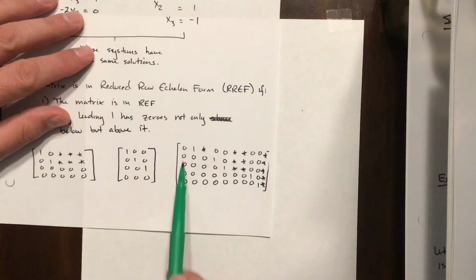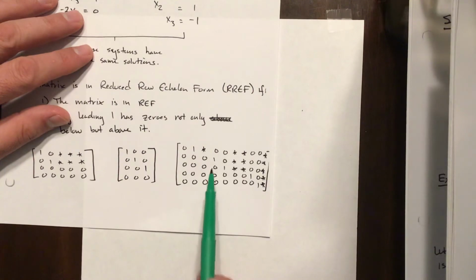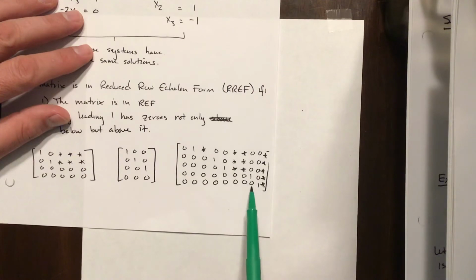There's no leading one in this column, okay? So our first pivot column is right here, there's zeros below it. Nothing in here, there's not a leading one. Okay, the next leading one is this column, zeros below it, zeros above it. Next leading one is here, zeros below it, zeros above it. Same for here and here.